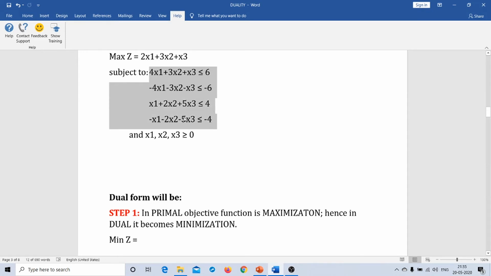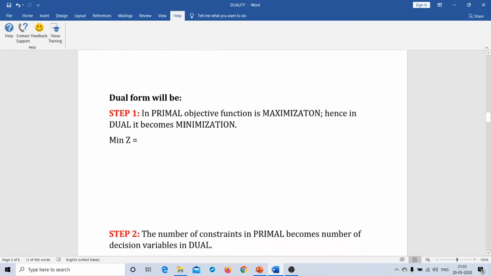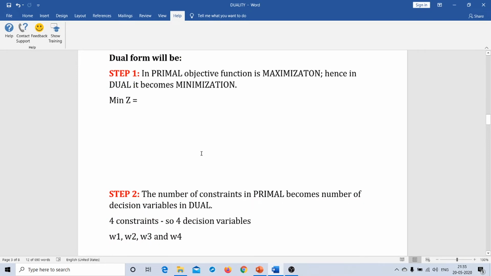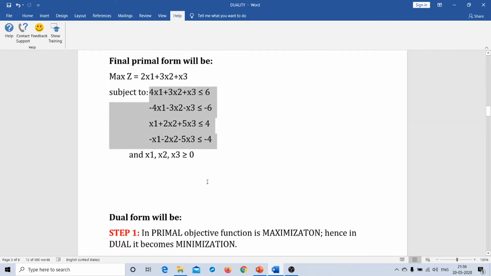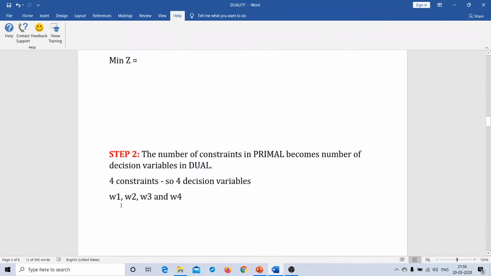So here you have 4 constraints, and hence the second step is the number of constraints in primal becomes the number of decision variables in dual. So 4 constraints, I will call the decision variables W1, W2, W3 and W4. Even though some of them call the decision variables Y1, Y2, Y3, Y4, it does not matter. So the 4 constraints become 4 decision variables of dual, W1, W2, W3 and W4, right?